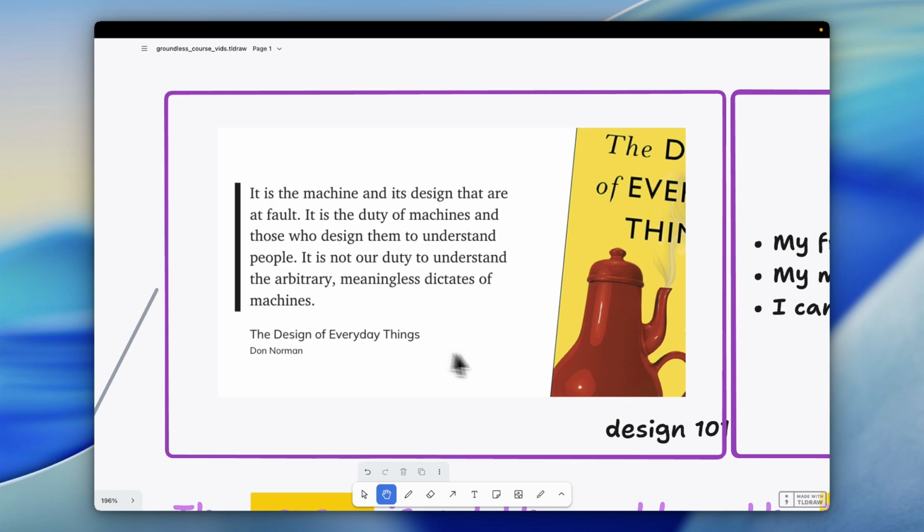And feel free to pause this video to read this quote from Don Norman's book, which I recommend regardless of this course.